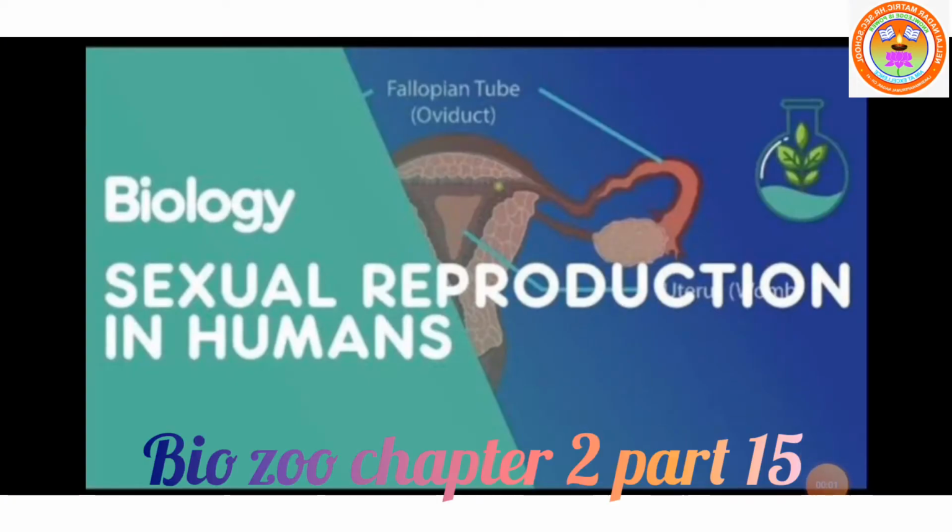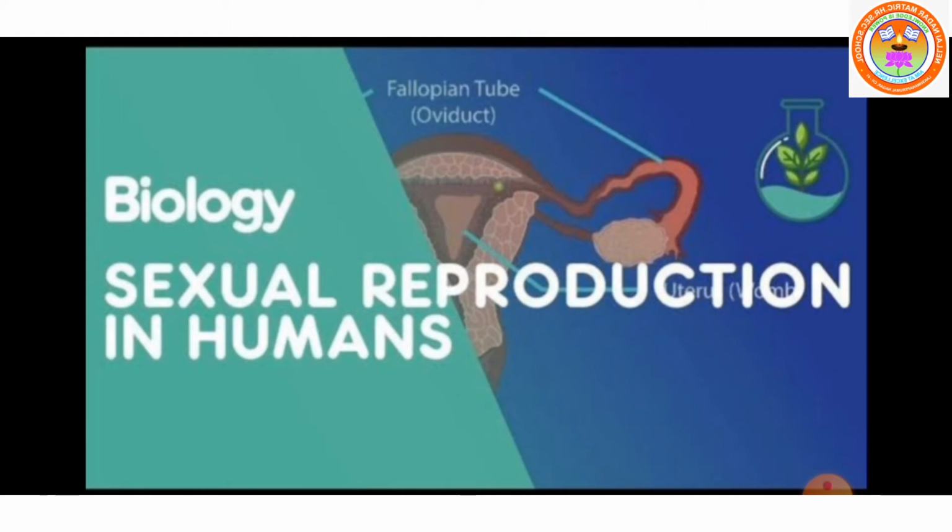Good morning students. Today we are going to discuss sexual reproduction in humans. In that we are going to discuss the major reproductive events in sexual reproduction. So what are the major reproductive events? Gametogenesis, insemination, fertilization, cleavage, implantation, placentation, gastrulation, organogenesis and parturition. So these are all the major reproductive events in sexual reproduction in human.